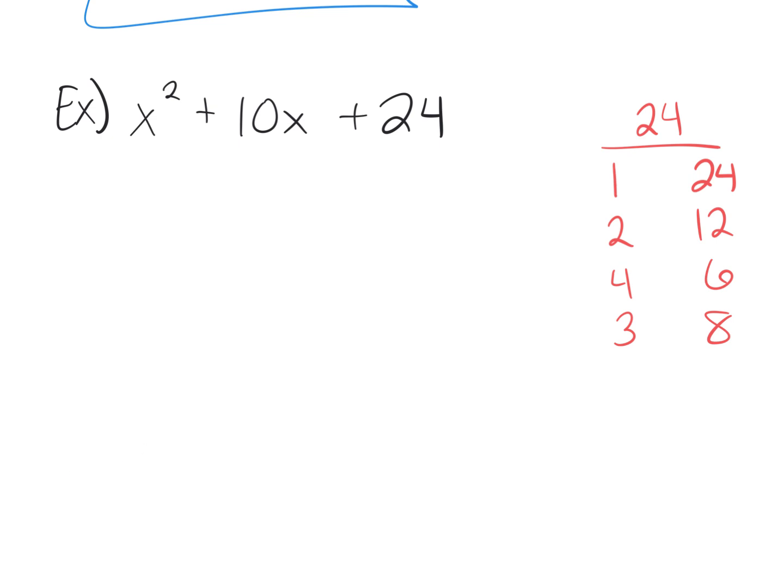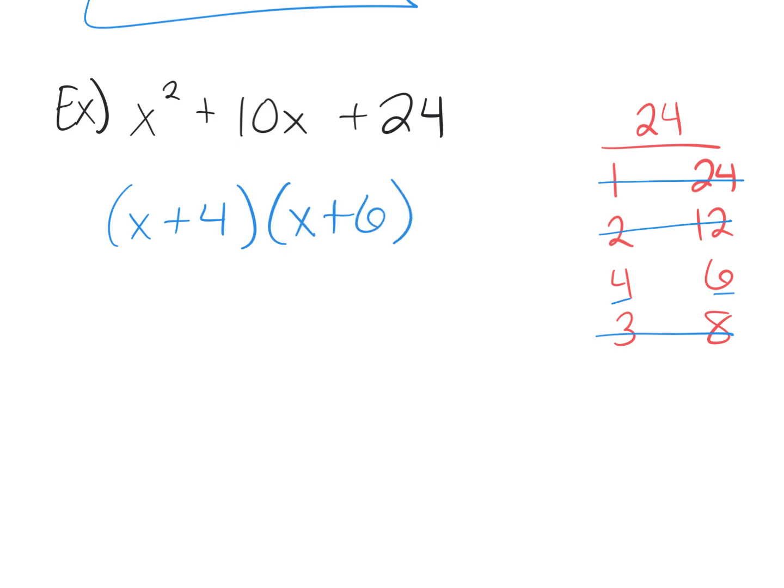Add together to get what? 10. Yep. 1 and 24? No. 2 and 12? No. 4 and 6? Yes. Check the last one. 3 and 8? No. So 4 and 6 are my answers. How do I write it? X plus 4, then x plus 6. Yep. X plus 4, x plus 6, and that is your final answer.